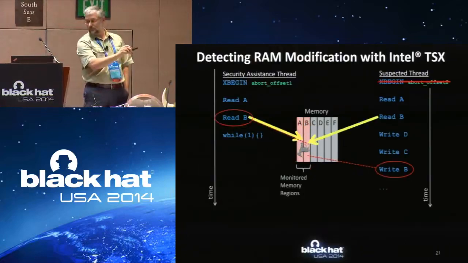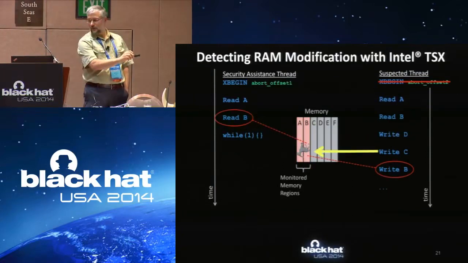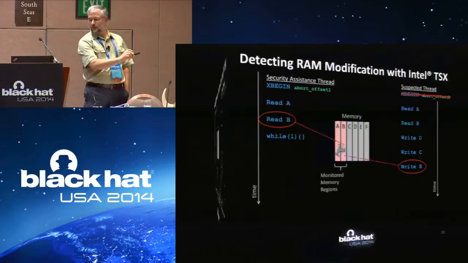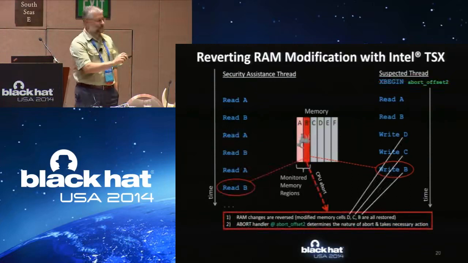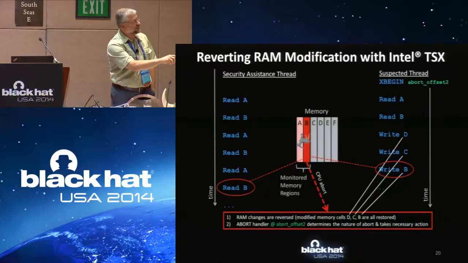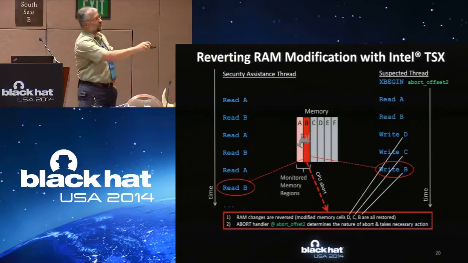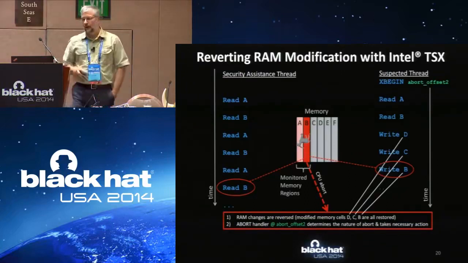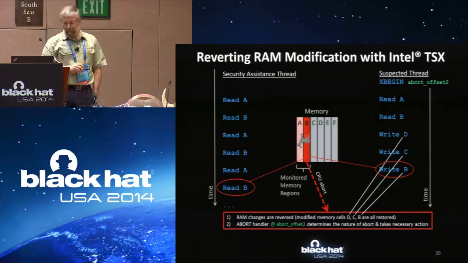Sorry, wrong button. Let me roll it back. Yeah, that's where I should be. So at this point, an abort happens. All the memory modifications which were performed by the suspected thread are reverted. And the control is transferred to the offset defined in this XBEGIN, abort offset 2.